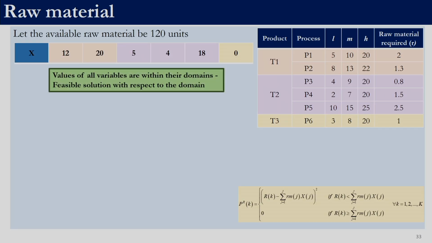So, let us assume that this is the solution that we get from the metaheuristic techniques, right. So, from process 1 we are producing 12, process 2 20, process 3 5, process 4 4, process 5 18 and process 6 0, right.